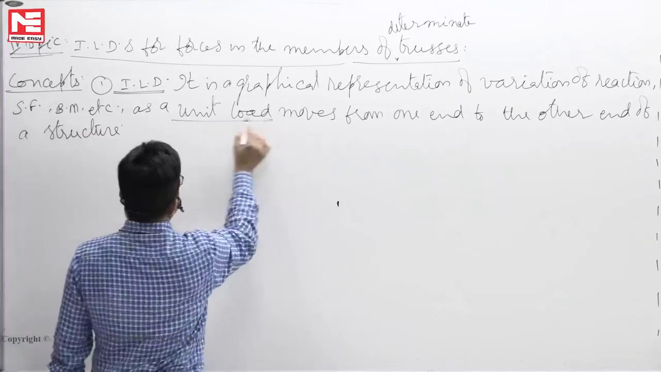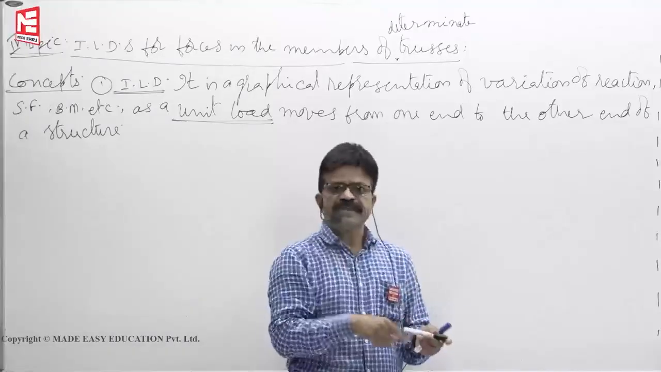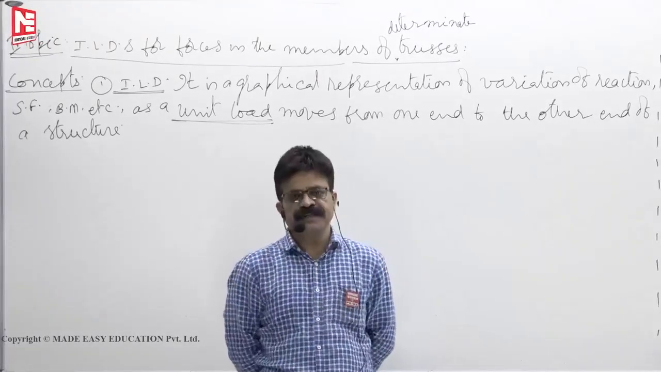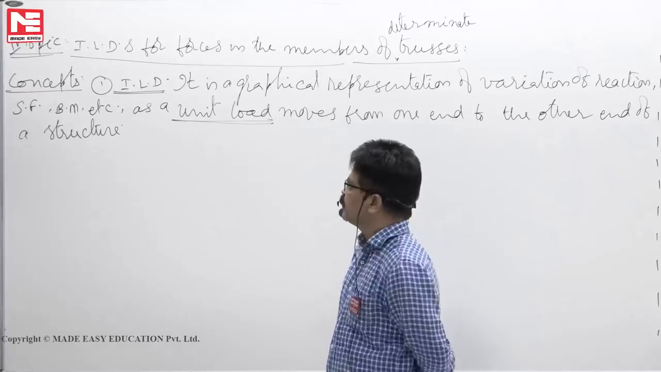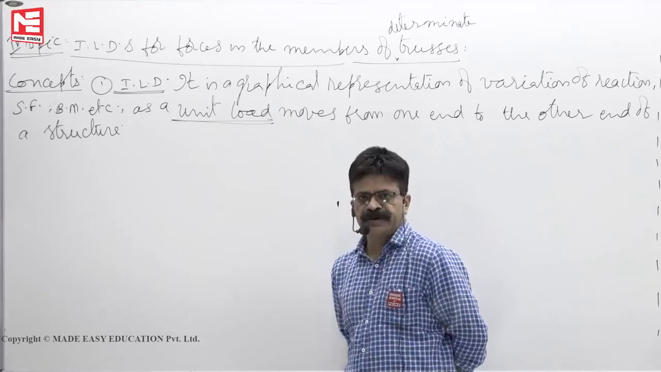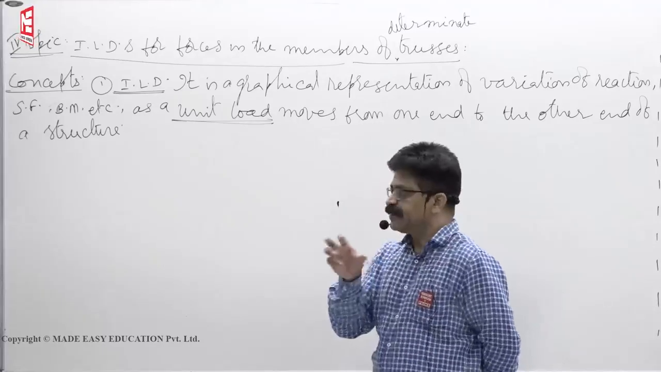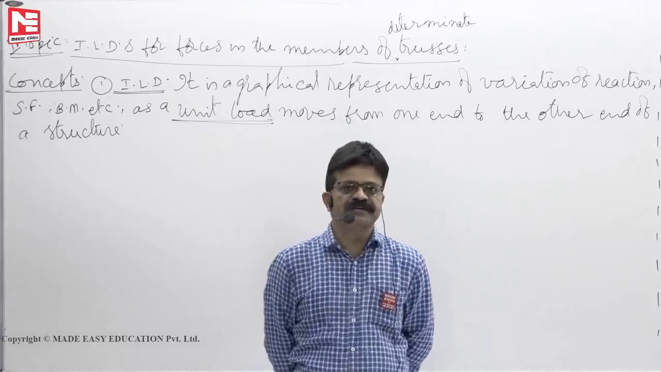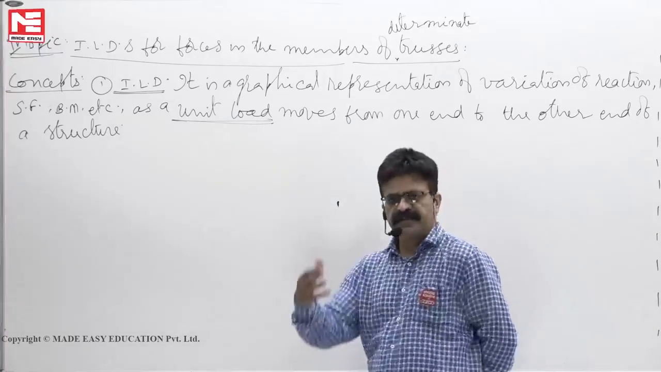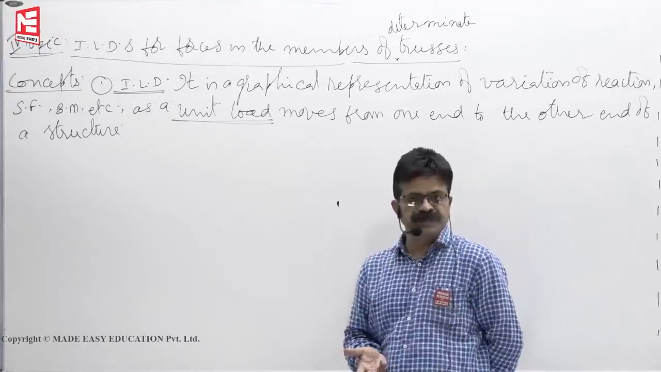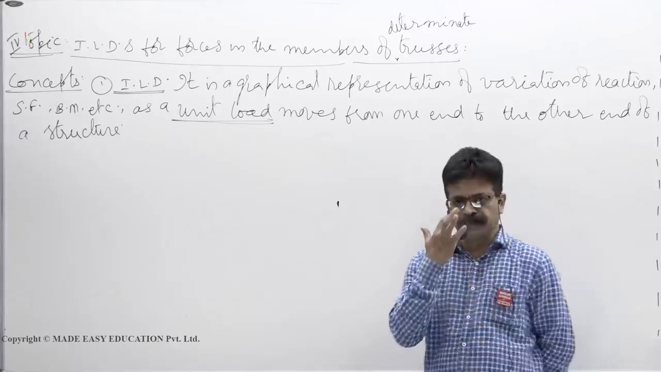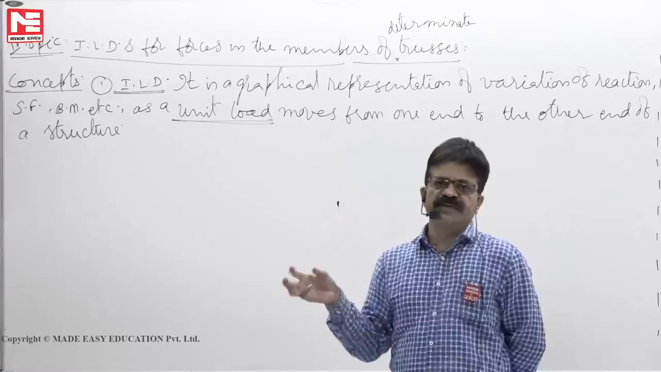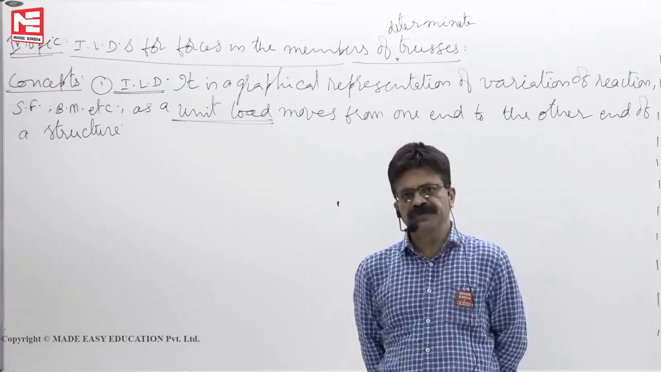This unit load has no unit, simply one. That quantity is moving from one end to the other end. Why should it move as a one unit load only? It is from Betti's reciprocal work theorem. We get that. We will see later on why we should take unit load. Why not some other load moving from one end to the other end? We'll discuss that point once the basics are understood. I'll go back to more fundamentals into that.